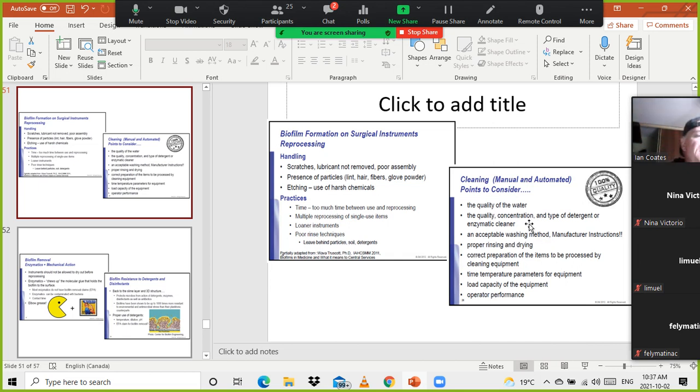Some points there to consider. Of course, the quality of the water, concentration, type of detergent, an acceptable washing method. Here we're just talking about cleaning.